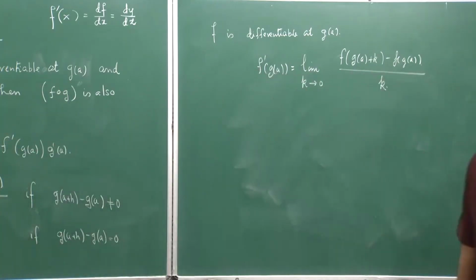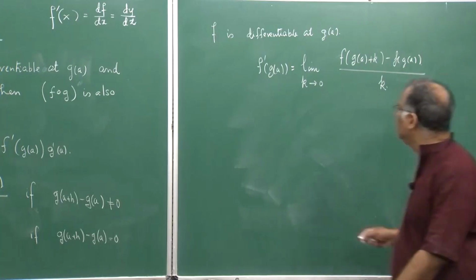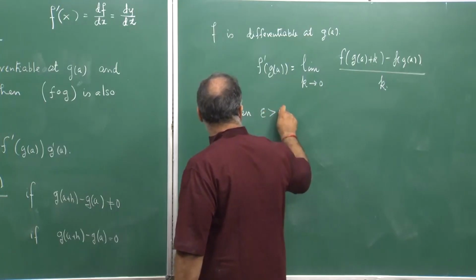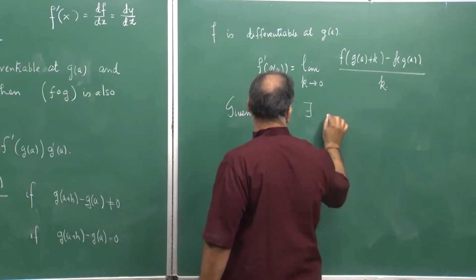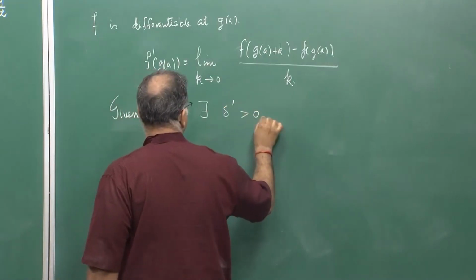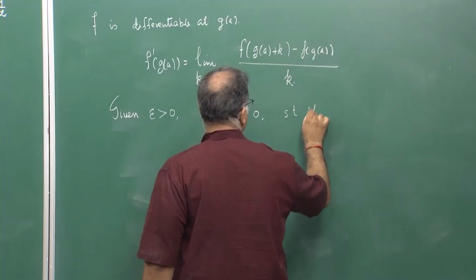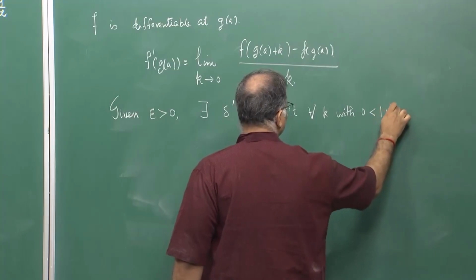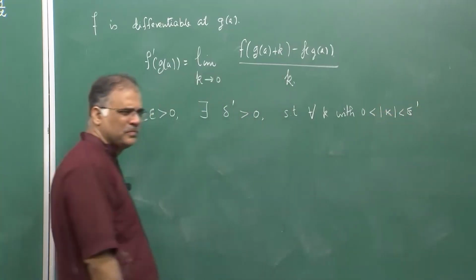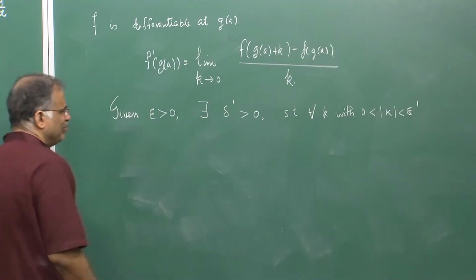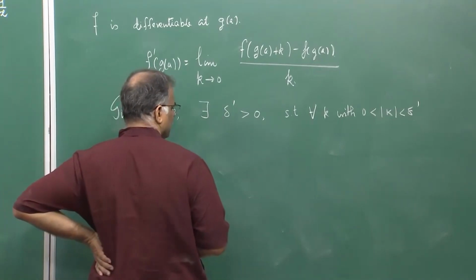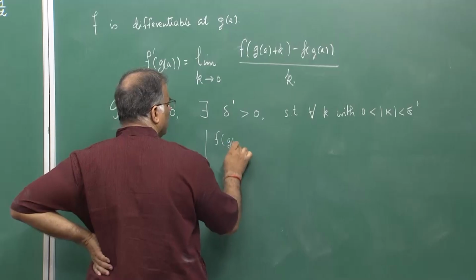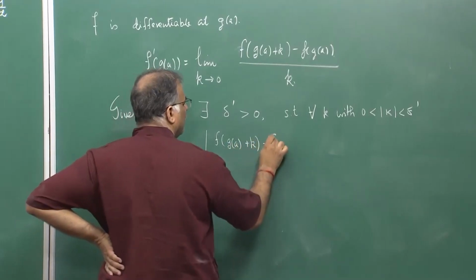So, given epsilon greater than 0, there exists say delta dash greater than 0 such that for all k with 0 less than mod k less than delta dash, what would I have? I would have f of G(A) plus k minus f of G(A), divided by k.